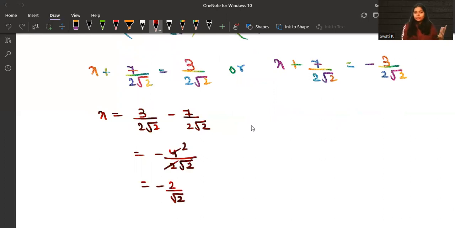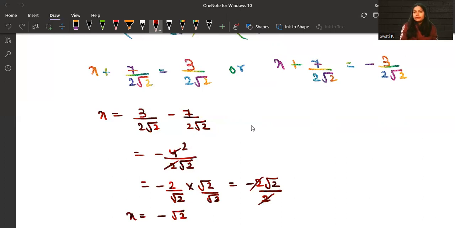If you want, you can leave the answer here also. But I know that if you are matching this with the answer given in your book, it is not the same, because we have to rationalize this. So multiply by root 2 upon root 2, that is called rationalization. So this will become minus 2 root 2 upon root 2 into root 2, which is 2. So this 2 and 2 will get cancelled. So we're getting the value of x as minus root 2. This is our first answer.